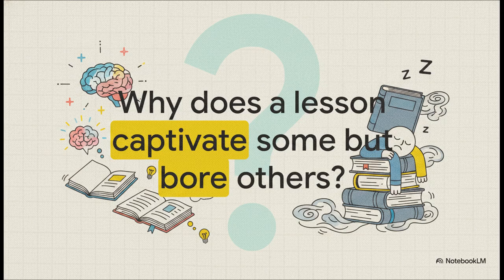Well, the answer is that learning isn't just about what is being taught. The success of any lesson is intimately, heavily tied to exactly who is receiving it and how their brain is currently wired to process that specific information.